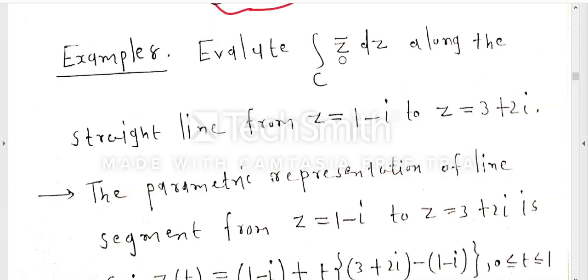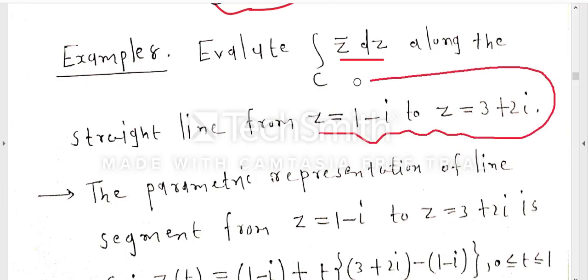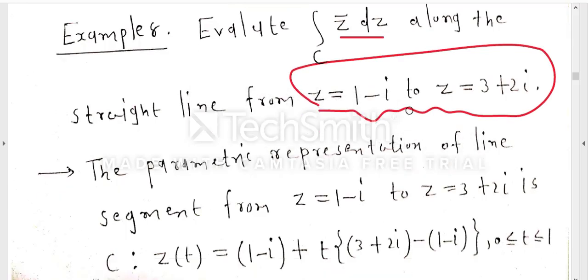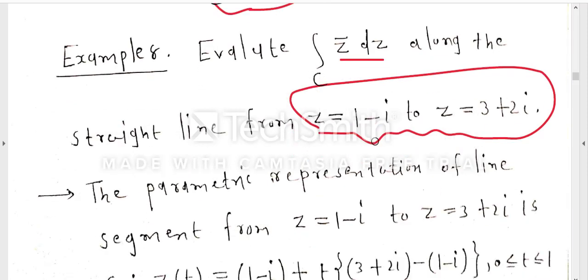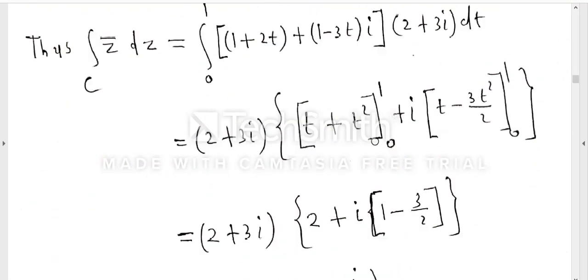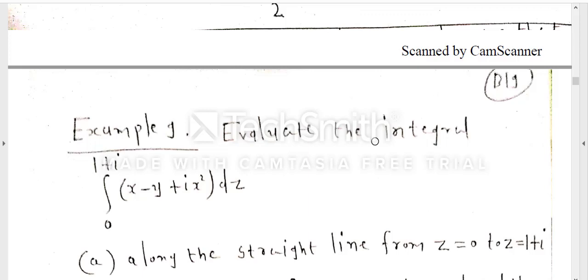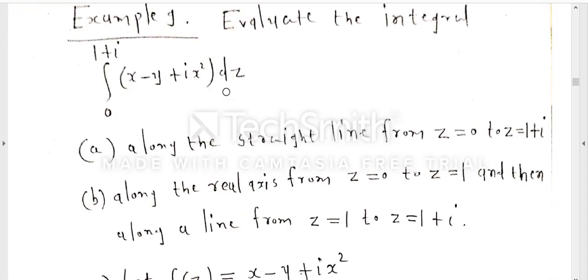This is another exercise you can do on your own. Integral of z bar along the straight line from z equal to 1 minus i to z equal to 3 plus 2i. You first have to find the equation of the straight line joining these 2 points, and then try to convert either in terms of x or y or in terms of parameter t. We consider this problem.